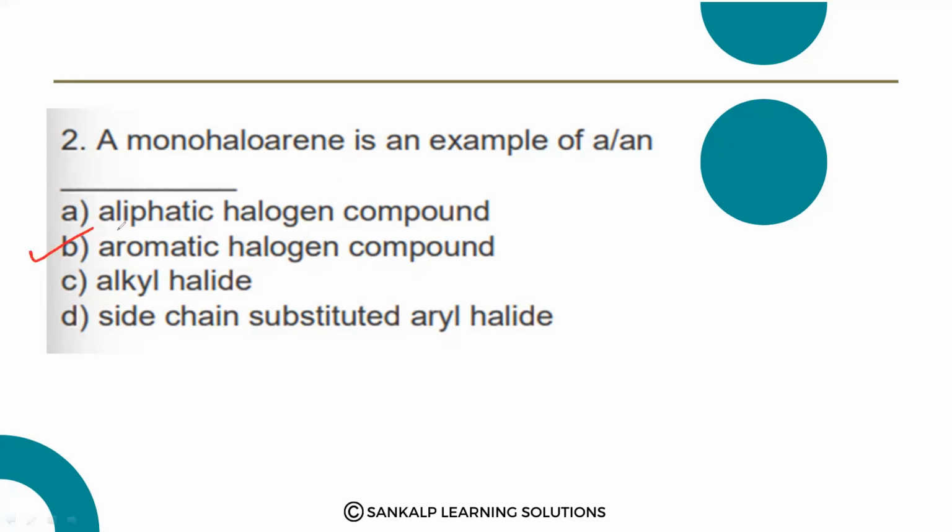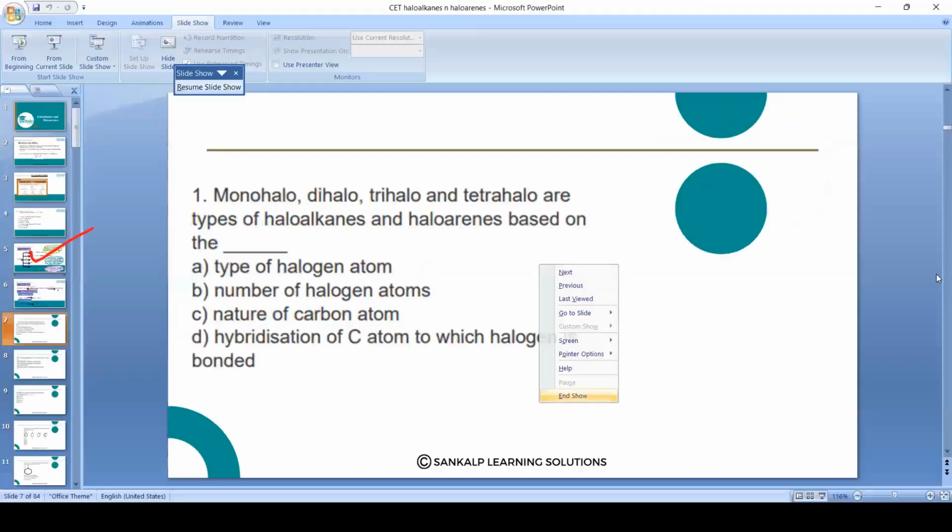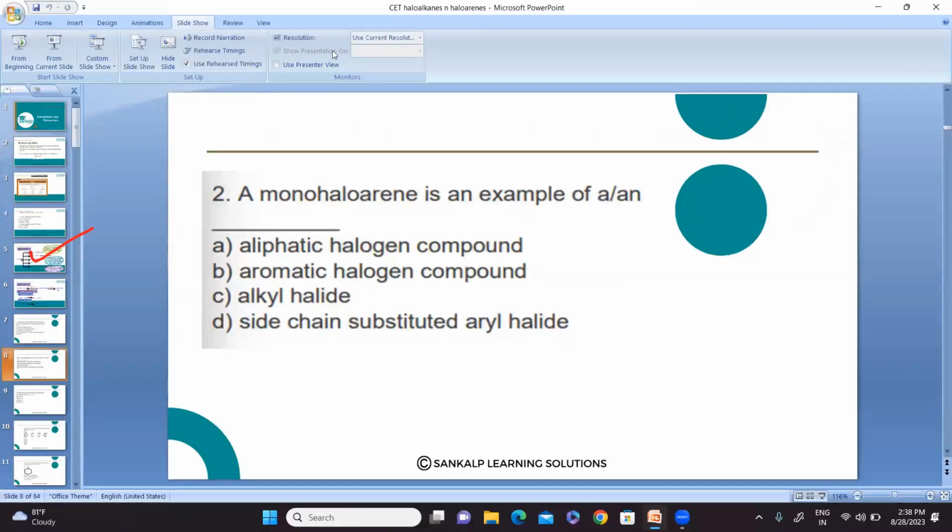I hope you have understood. Mono is one, halo is halogen compound, and arene is an aromatic ring. I hope this is clear.